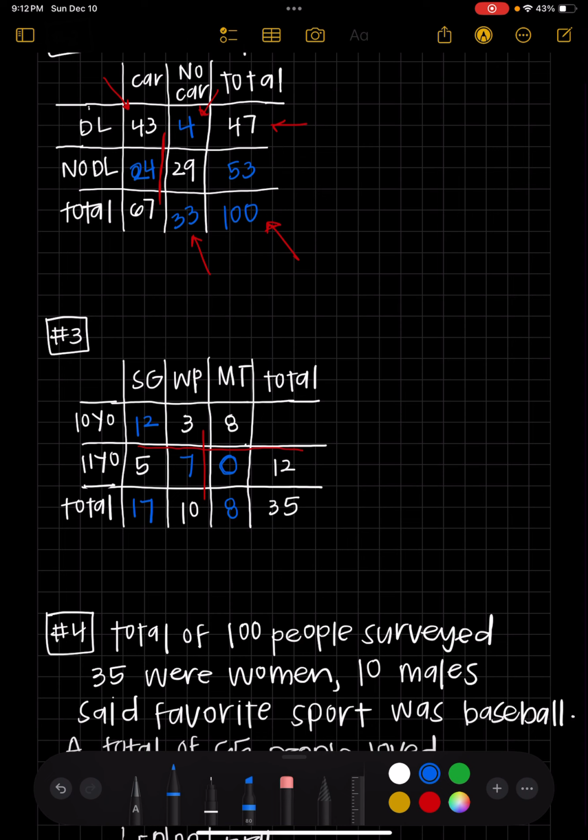And we know that we can do, because that's a total, we're just going to add 12 plus 3 plus 8. Because there are 12 10-year-olds that like sports games, 3 10-year-olds that like water parks, and 8 10-year-olds that like movie theaters. So when I add all of those, I get 23, which means this guy is 23. And there we have it.